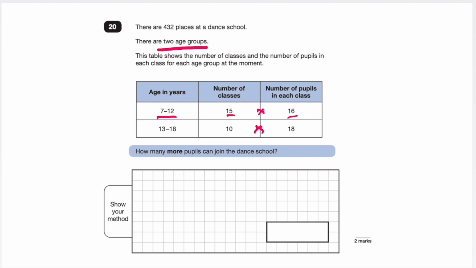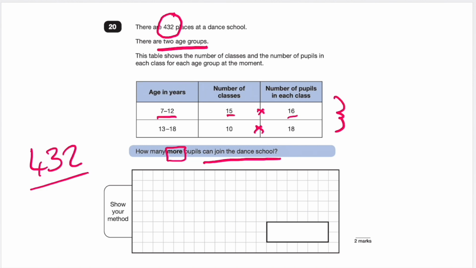And my question says, how many more pupils can join the dance class? So the whole dance class can occupy 432 people. This is going to be a key number for us. Let's put it here. So we want to know how many people are going already, and then we're going to see the difference between that and our capacity to see how many extra spaces are available. Now we have a couple of options for this multiplication, but again we're going to think about time, and I'm going to do this in the quickest way.